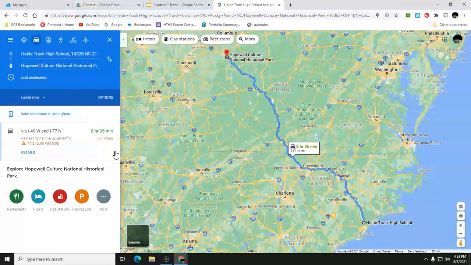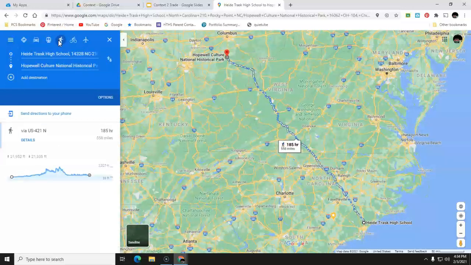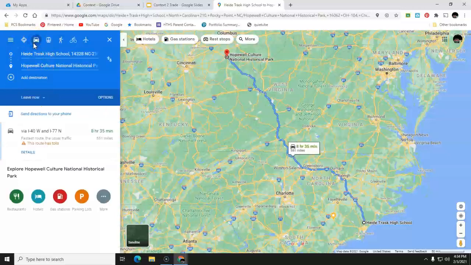So for us to go on a field trip to Hopewell, it would be 551 miles. And by car, that would take 8 hours and 35 minutes. Walking, and up here you can change your little icons. So if I am walking, it's probably going to take a lot longer, 185 hours. So that's a really long time. Let's go back to cars. Yes, I'm kind of lazy and I don't walk that well.